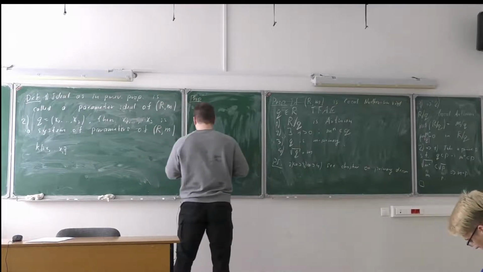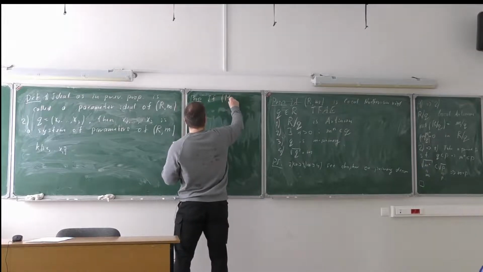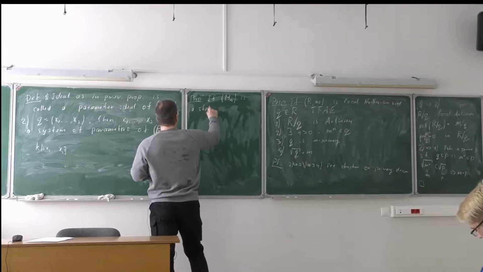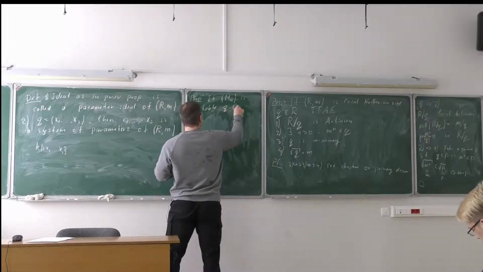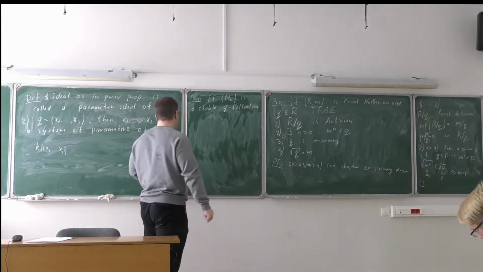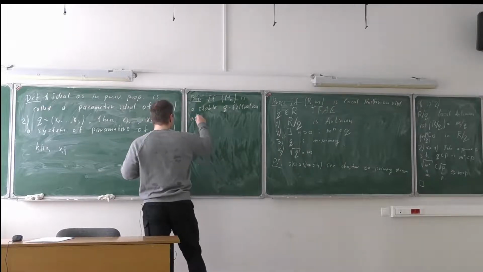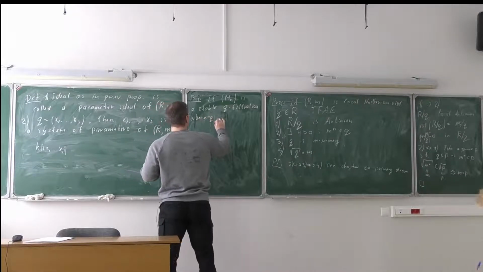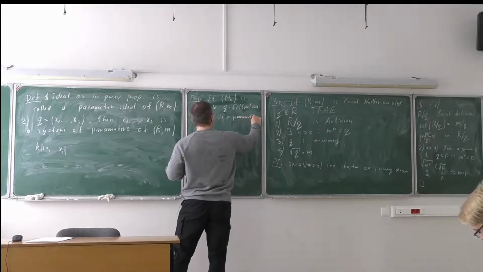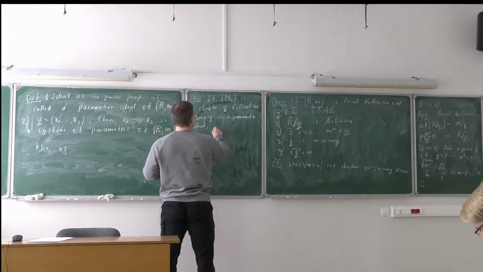Next proposition. So if, I'm going to write this as before, Mn is a stable Q filtration. So I'm going to assume that Q is some parameter ideal, where Q is a parameter ideal.